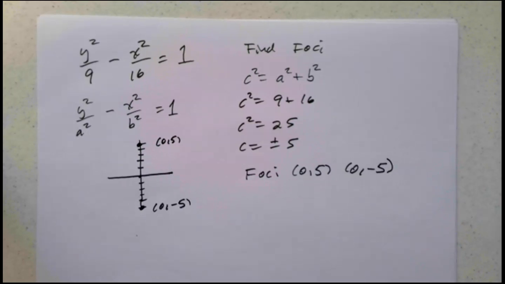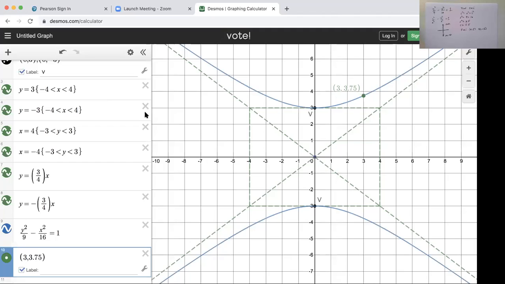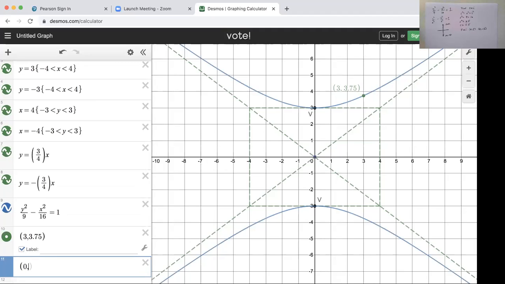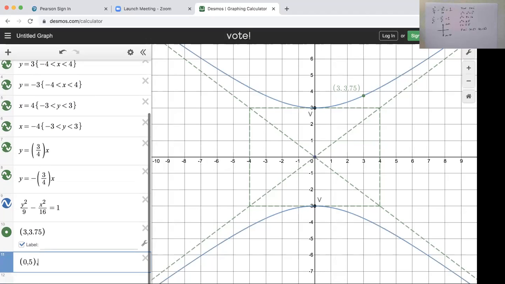So let's go ahead and put those on the graph. So we have the point (0, 5) and the point (0, -5). And those are both foci. So I'm interested in the distance.